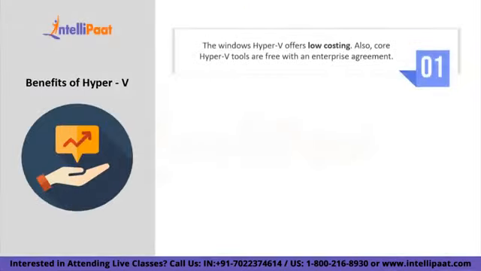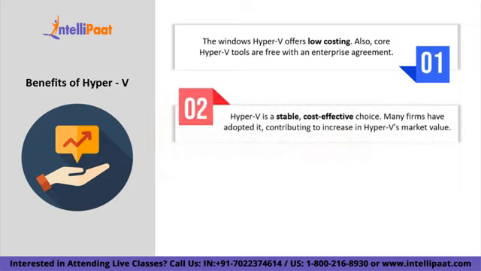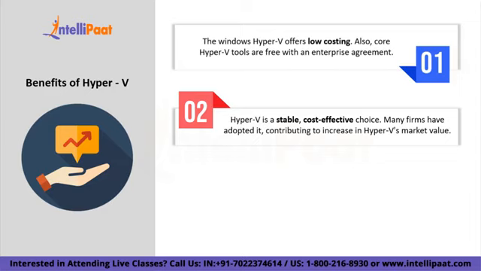One of the key reasons enterprises use Hyper-V is its low cost. The core Hyper-V tools are free with an enterprise agreement. You'll have to pay for more complex Hyper-V functionalities and licenses, but Hyper-V still has a pricing advantage over its competitors. When you analyze the parallels between Hyper-V and its main competition VMware, it becomes even more appealing because Hyper-V is a stable, cost-effective choice. Many firms have been rapidly adopting it, contributing to a recent increase in Hyper-V's overall market share.